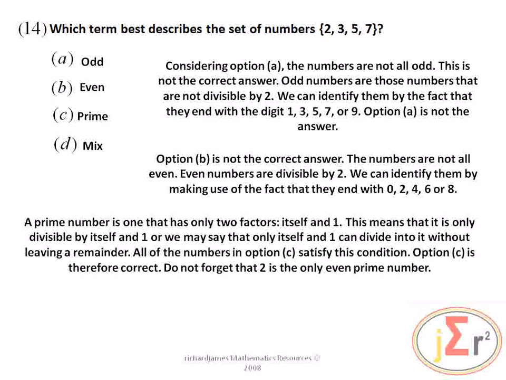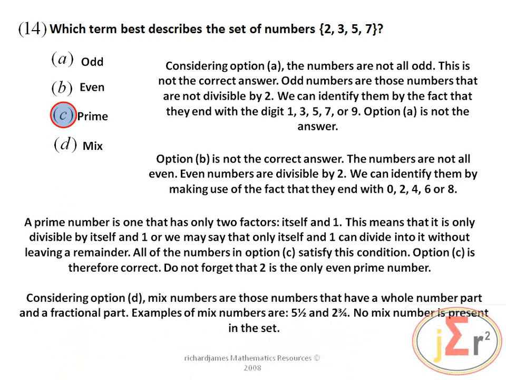A prime number is one that has only 2 factors, itself and 1. This means that it is only divisible by itself and 1. Or we may say that only itself and 1 can divide into it without leaving a remainder. All of the numbers in option C satisfy this condition. Option C is therefore correct. Don't forget that 2 is the only even prime number. So option C is correct.